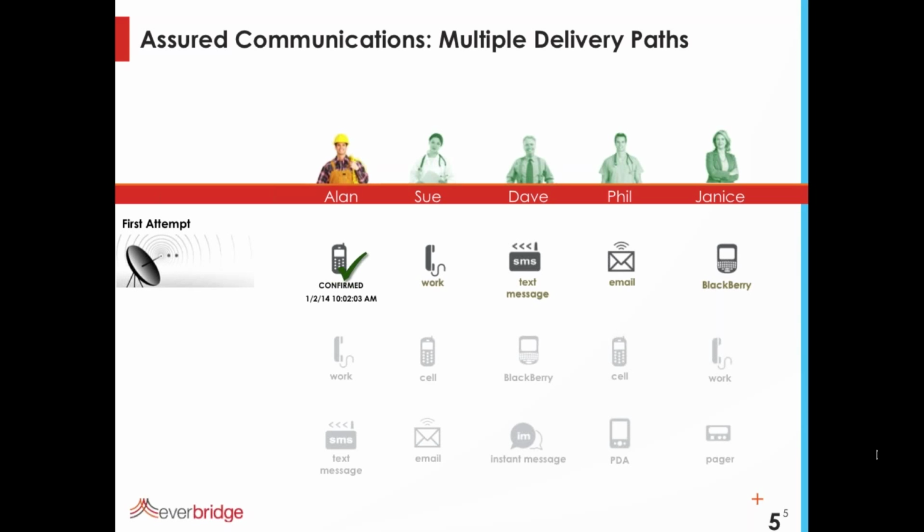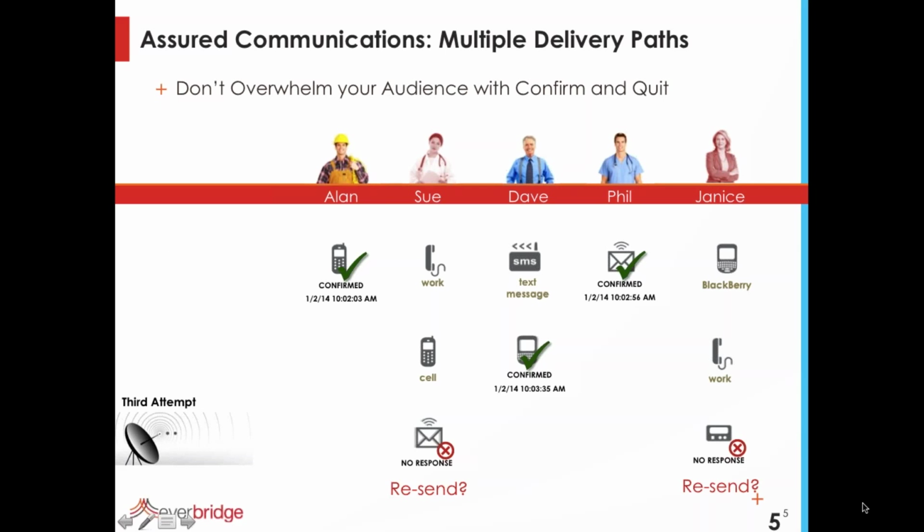So for example, the first attempt goes out, Alan and Phil respond, they confirm affirmatively. That's the other benefit of Everbridge, is that we actually register the confirmations. The second path goes out, and second attempt, third attempt, and by the third attempt, if you don't have all the confirmations that you want, we make it really easy for you to send follow-on broadcasts. And I'll show you that in the demonstration briefly.